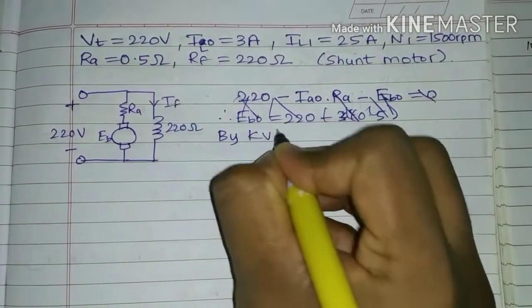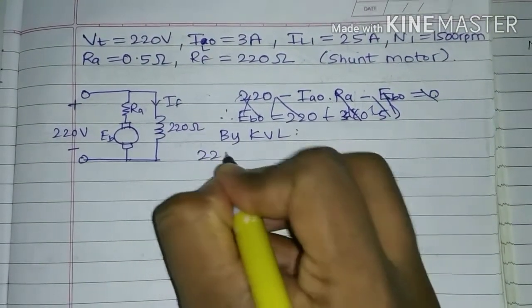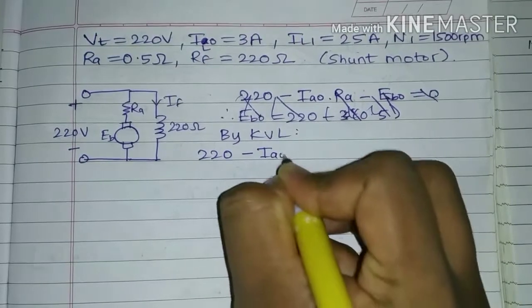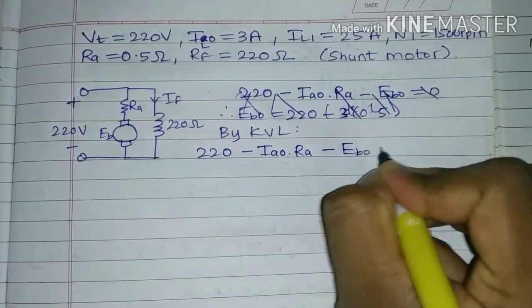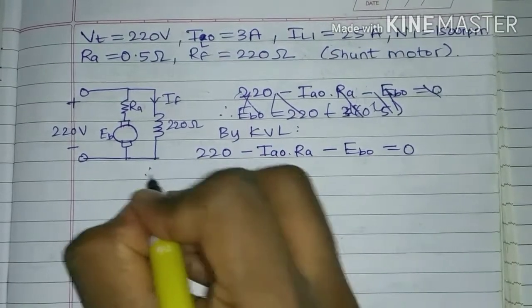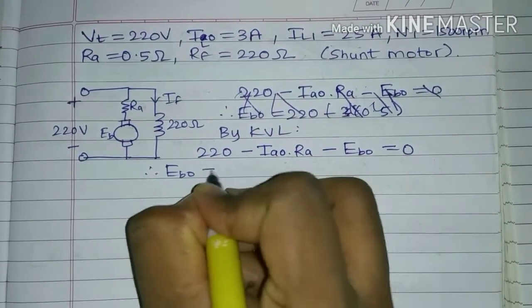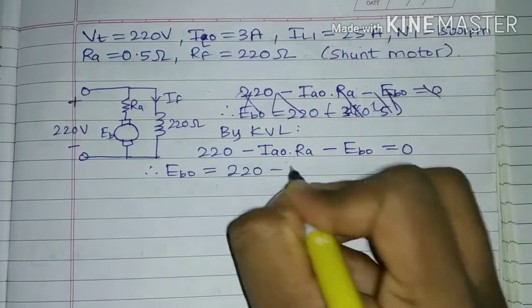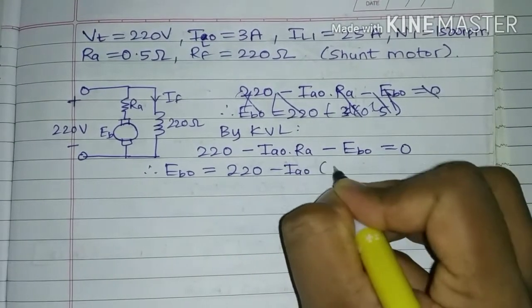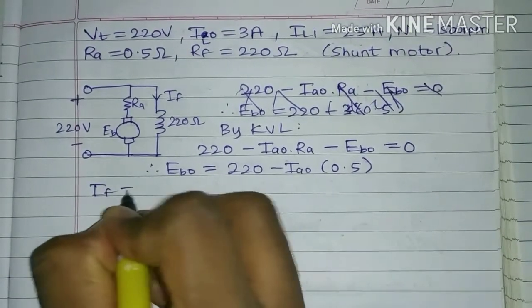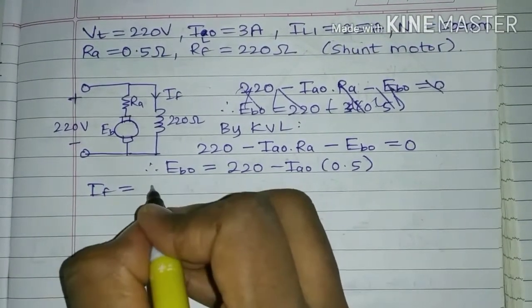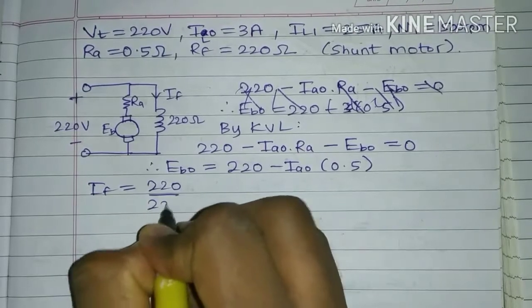Now by KVL we can write 220 minus Ia0 into Ra minus Eb0 is equal to 0. This is the KVL during no load. So Eb0 is equal to 220 minus Ia0 into 0.5. Now If is equal to 220 upon 220, which is equal to 1 ampere.